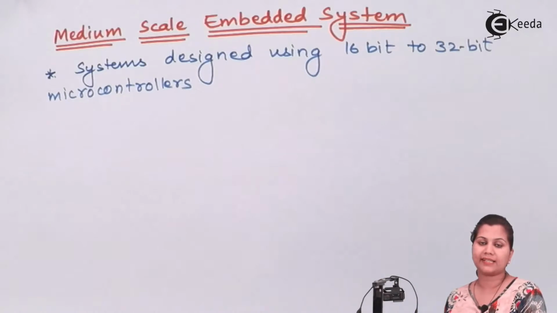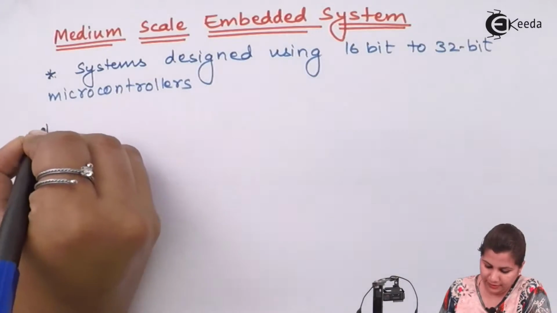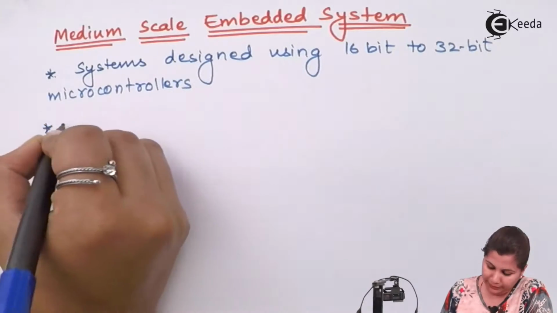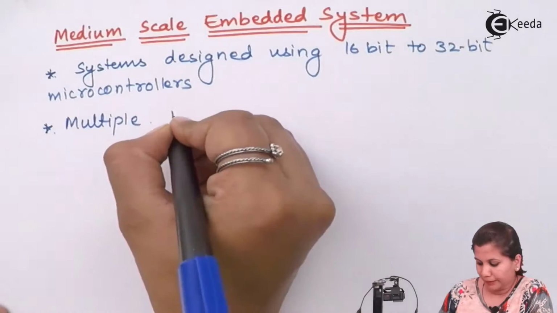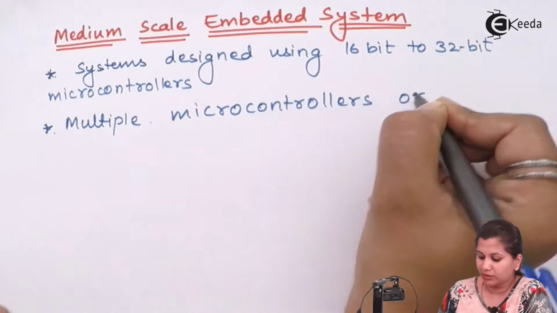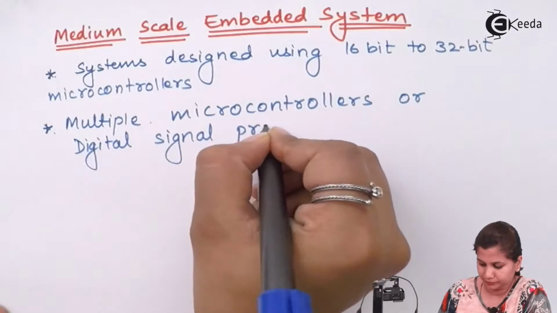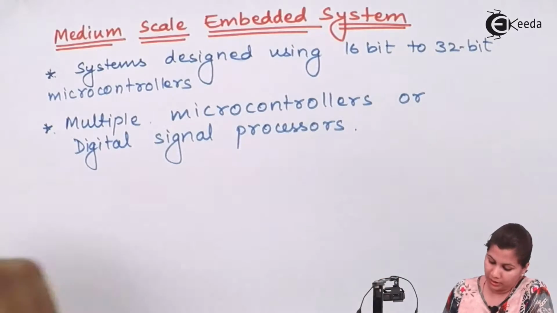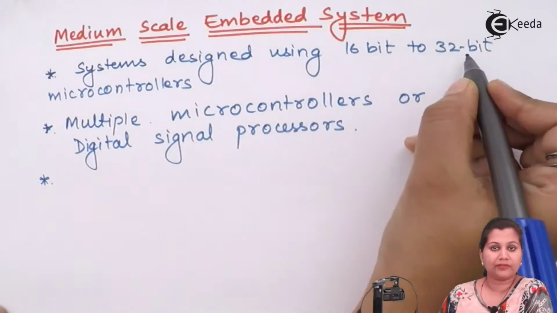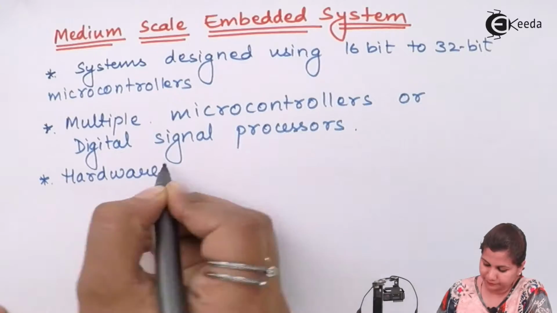Now as the size has increased, hardware and software complexities are also increased. Memory size is also increased, and also in these systems they can have multiple microcontrollers, or they can also use the digital signal processors. Now, as I have said, if the size is increased, hardware and software complexities are also increased.